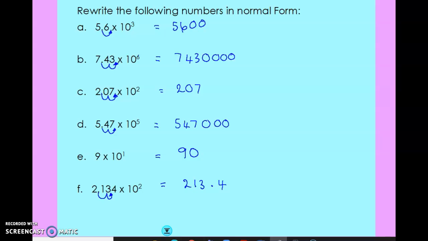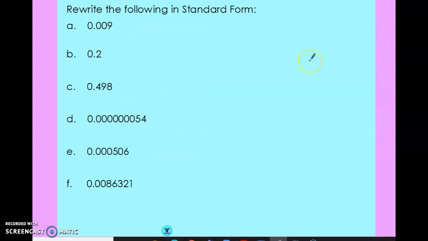Okay, let's have a look at small numbers then. Small numbers, it's very similar. Instead of timesing by 10, you can think of it as dividing by 10. What we're really doing is timesing by a tenth. And a way of writing a tenth is 10 to the power of minus 1. So when we're writing small numbers in standard form, instead of doing it to a positive number, we do it to a negative number. Apart from that, it's the same idea.